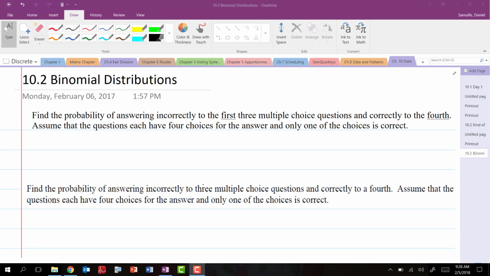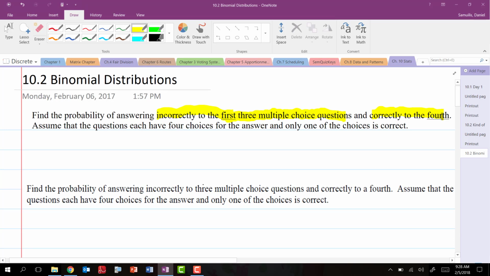The answer to that is the first, what you had last week, was the change where I said, find the probability of answering correctly, specifically, I don't have that word in there, but to the first three multiple choice questions, and then incorrectly to the first three, then correctly to the fourth, which is very specific.